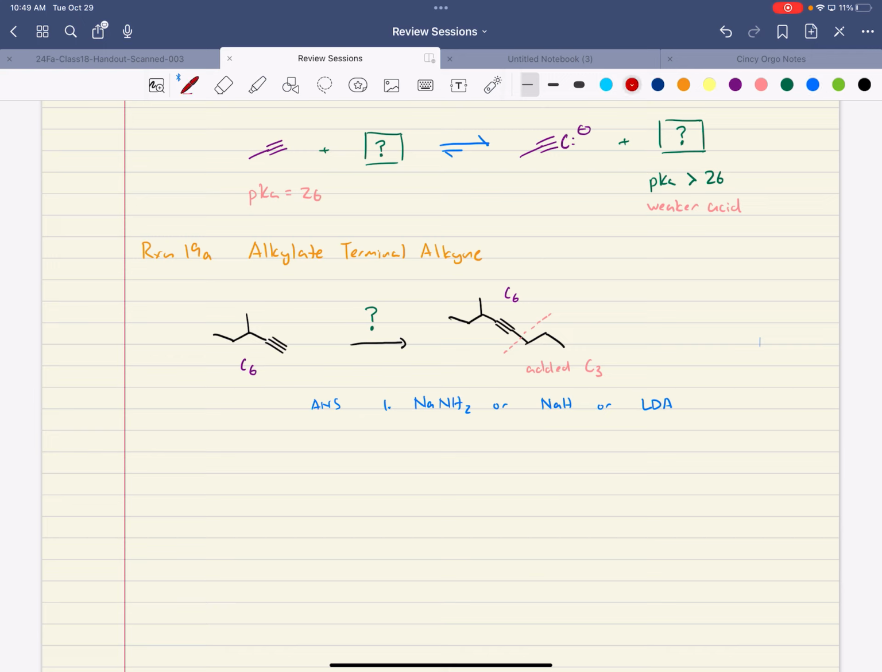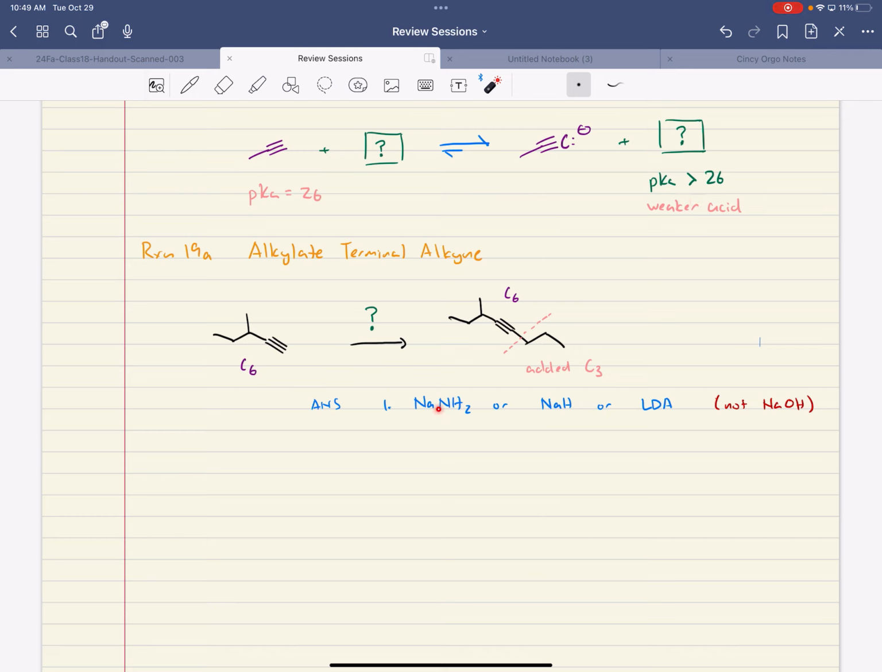By the way, NaOH is not strong enough. Do you know why? Because if OH is your base, what's your conjugate acid? It's water. OH will turn into water. Water has a pKa of 15.5, so equilibrium wouldn't favor the right. 26 is weaker than 15.5.